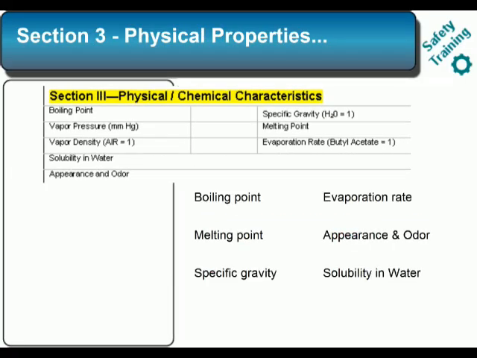The next section, Section 3, contains information about the physical properties of the chemical product. These include the boiling point, melting point, specific gravity, evaporation rate, appearance and odor, and solubility of the product in water.